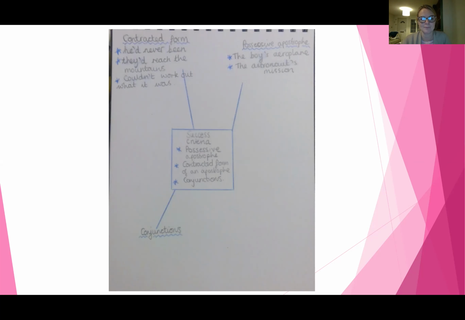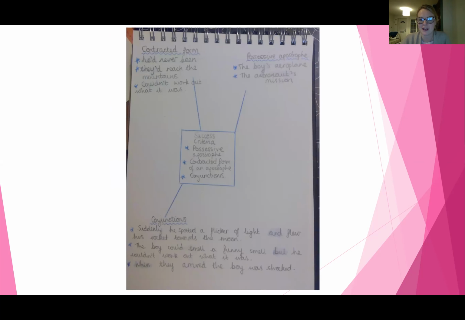My examples were, suddenly he spotted a flicker of light and flew his rockets towards the moon. And I've just really lightly shaded in my conjunction there, so I know that that's the word that is the conjunction. My second example, the boy could smell a funny smell, but he couldn't work out what it was. So I've shaded in the word but, because that's my conjunction, isn't it? And lastly, when they arrived, the boy was shocked. So I've shaded in the word when, because that's one of my conjunctions, isn't it?